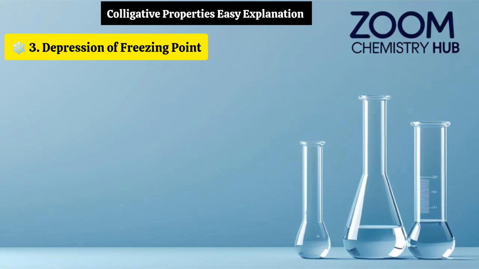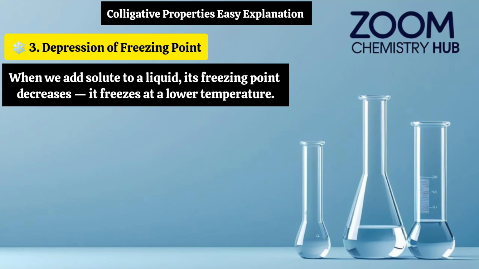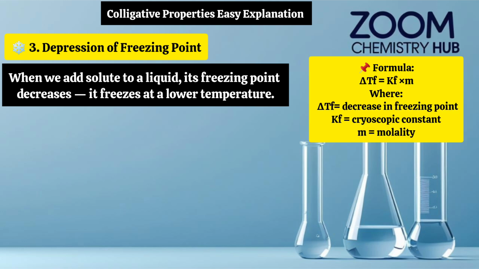Next is the colligative property called depression of freezing point. When we add a solute to a liquid, its freezing point decreases, so it freezes at a lower temperature. The formula for depression of freezing point is del Tf is equal to Kf into m, where del Tf is the decrease in freezing point, Kf is a constant called the cryoscopic constant, and m is the molality.